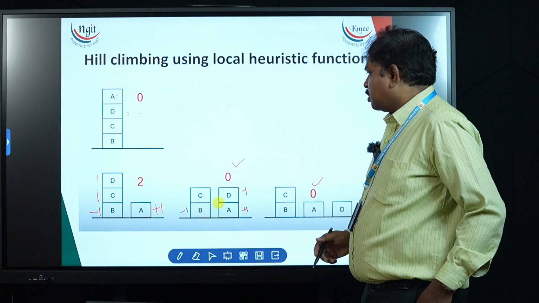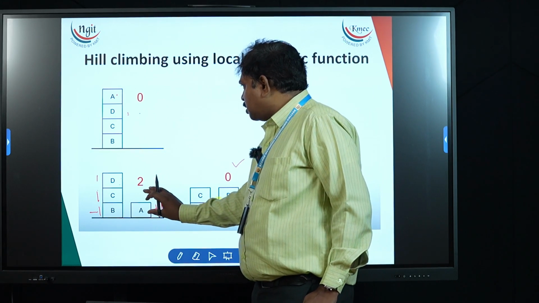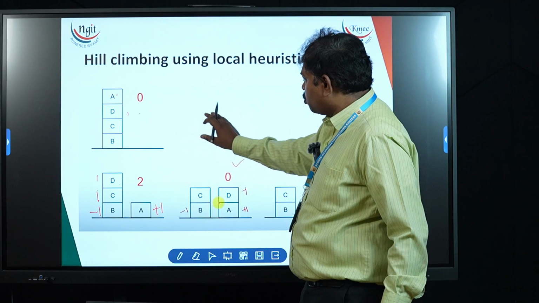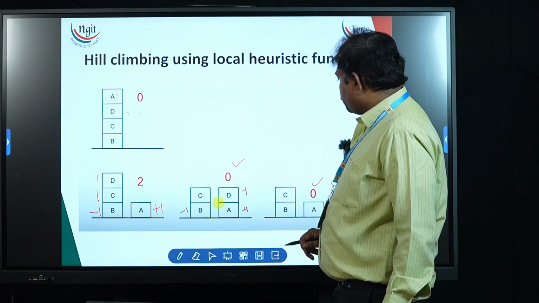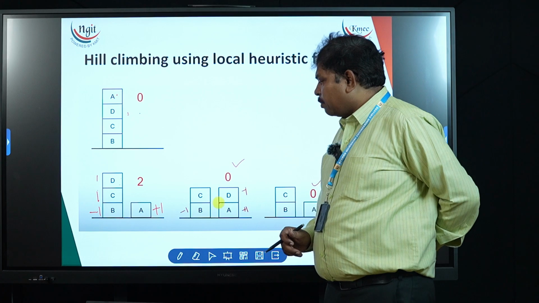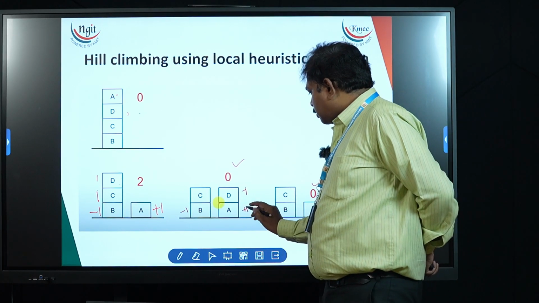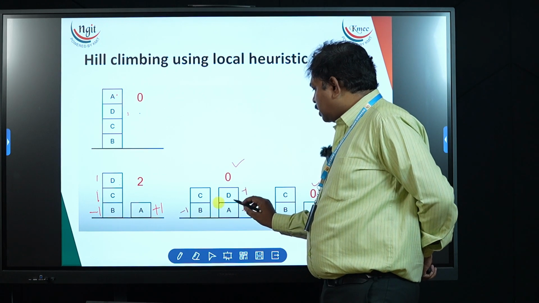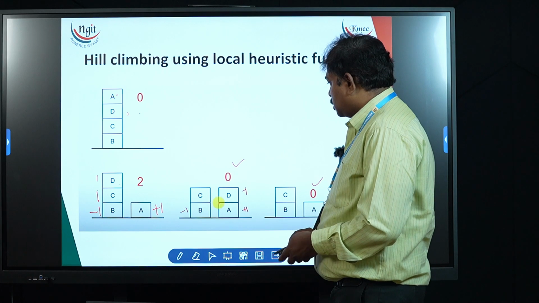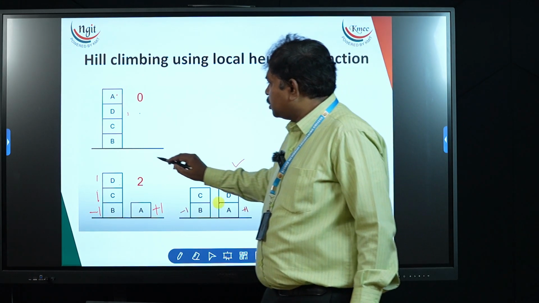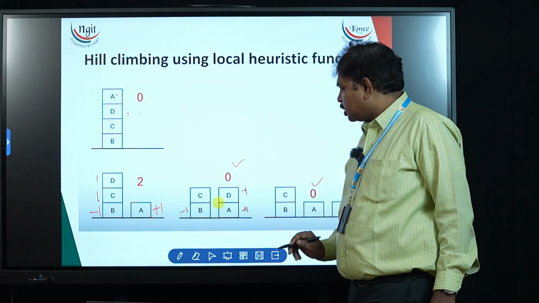The next state, what is possible? There are 3 possible states. This is the first state. From this state, my problem moves to the next state. Now I place D. I can place D on top of A. When I place D on top of A, as per my constraint, A is given as +1, but D is -1, because my problem says that D should be placed on C, but here I placed D on A, so I assign -1.